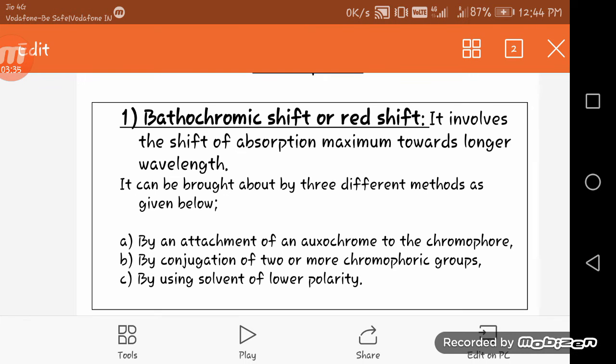Bathochromic shift or red shift: it involves the shift of absorption maximum towards the longer wavelength. It can be brought about by three different methods as given below: first, by attachment of an auxochrome to the chromophore; second, by conjugation of two or more chromophoric groups; third, by using a solvent of low polarity.